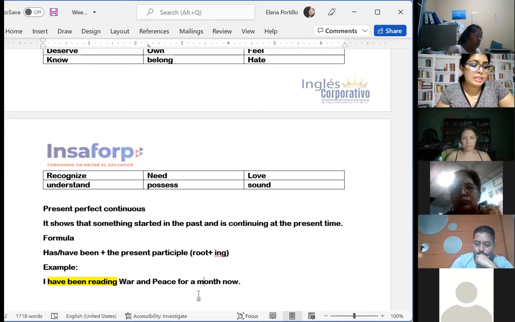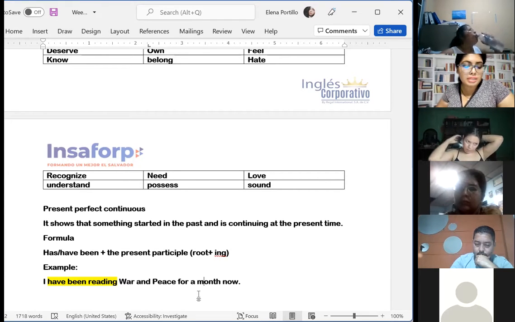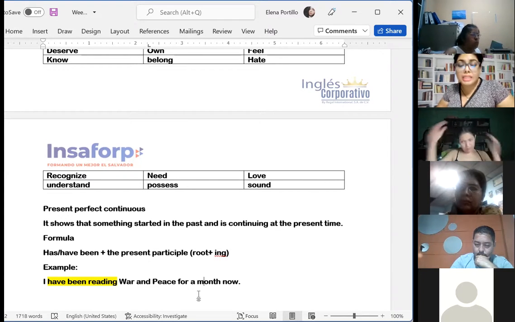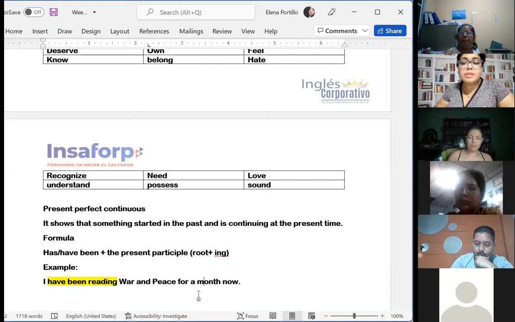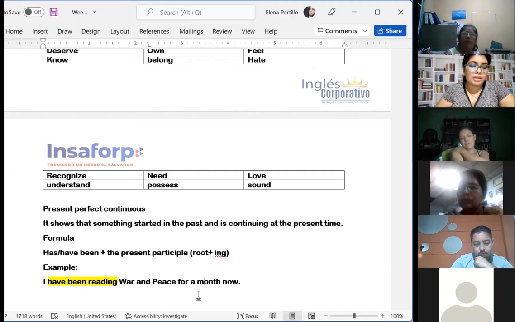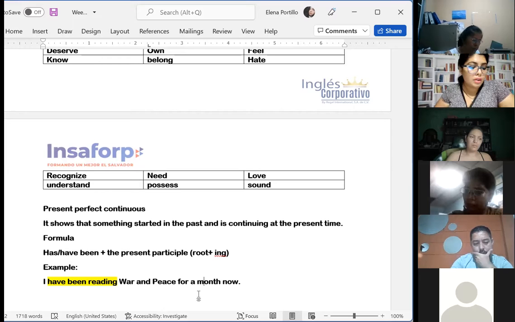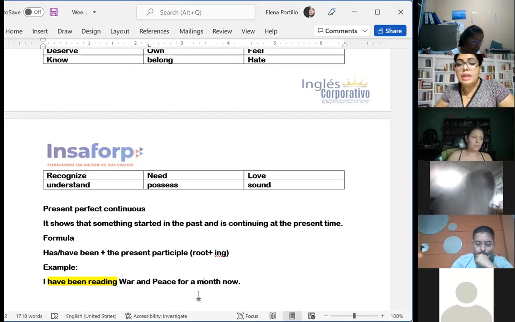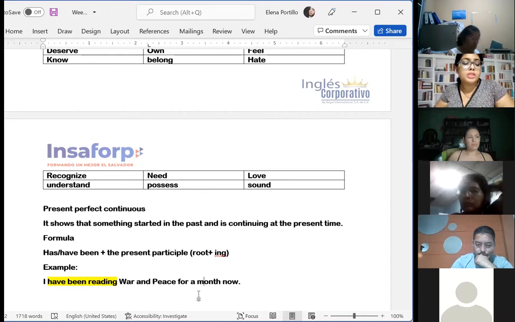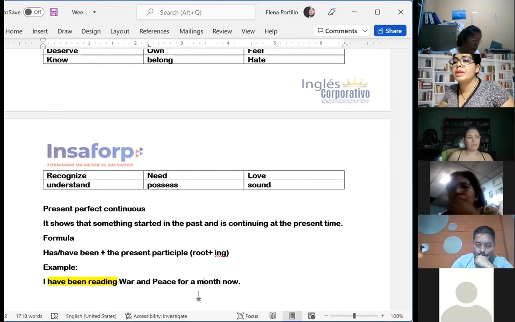And we say that in this sentence, using the present perfect continuous, the verb tense conveys that reading War and Peace is an activity that began sometime in the past and is not yet finished in the present, which is understandable in this case, given the length of Tolstoy's work. In this case, it's talking about how long the story is. So it is something that we can understand can be finished in maybe just 1 week, because it is a very long story.